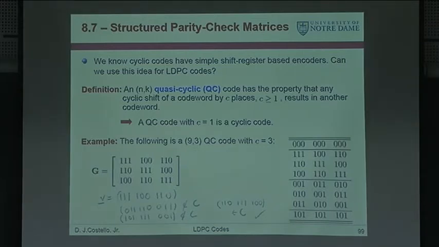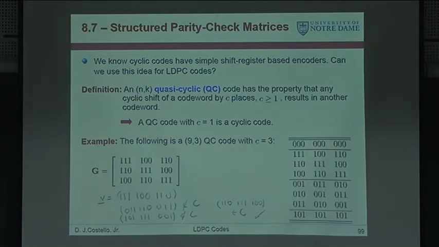A lot of common codes are cyclic codes. BCH codes are cyclic codes. Reed-Solomon codes are cyclic codes. And a lot of the early Hamming codes are cyclic codes. Golay code is a cyclic code. A lot of the early work in algebraic coding theory focused on cyclic codes because they had an easy shift register based method of encoding.